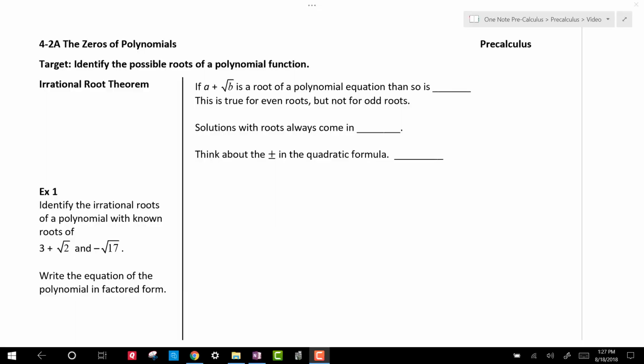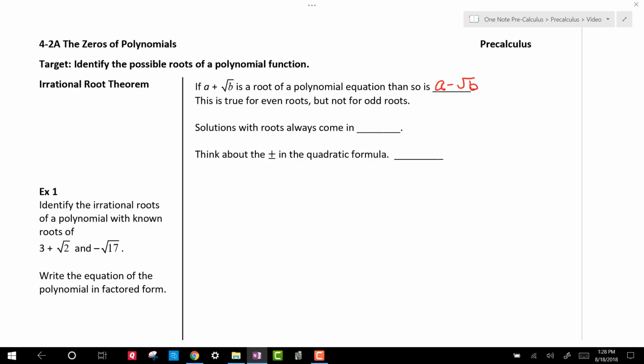Okay, so today we're going to take a look at a couple of basic root theorems. The first one is called the irrational root theorem, and it basically says that if a plus the square root of b is the root of any polynomial equation, then so is a minus the square root of b. And it comes with a little caveat here. It says this is true for even roots, but not for odd roots.